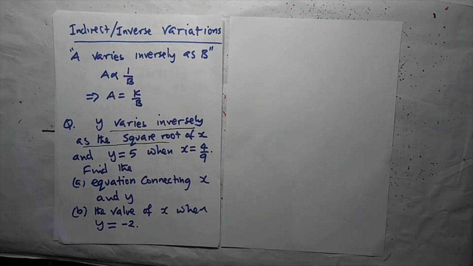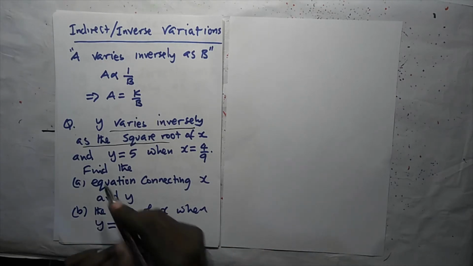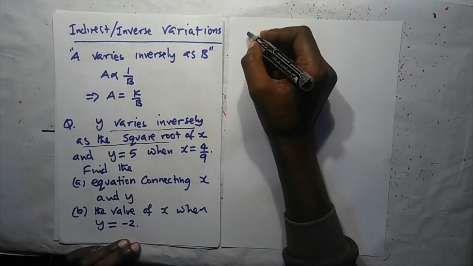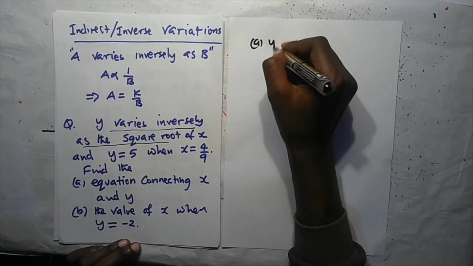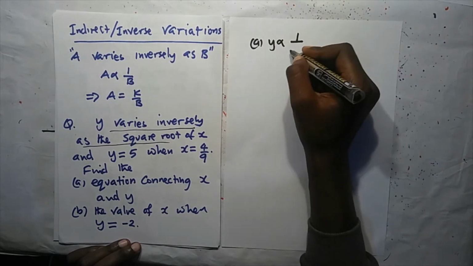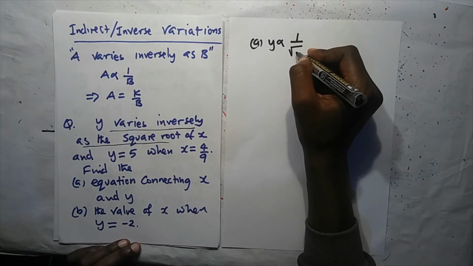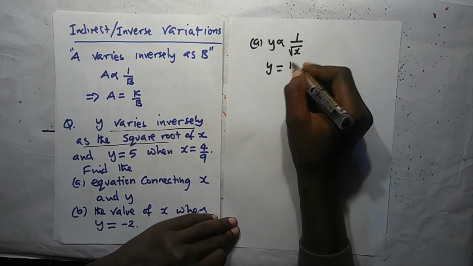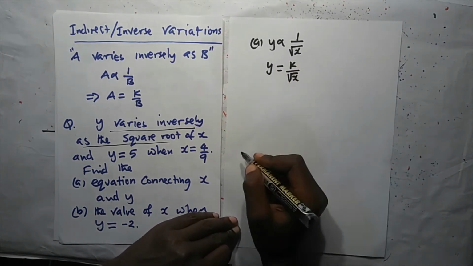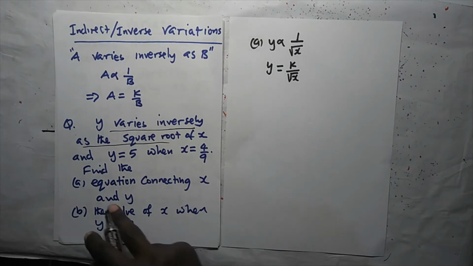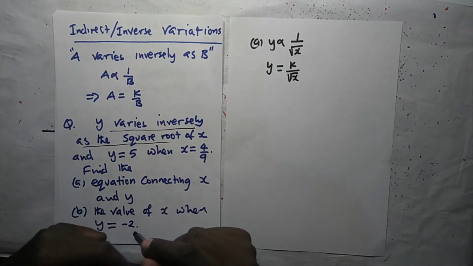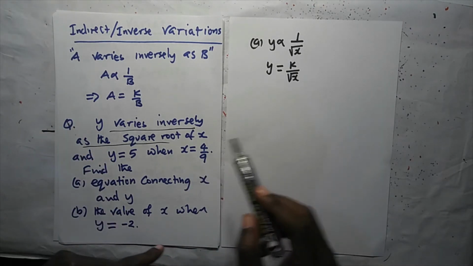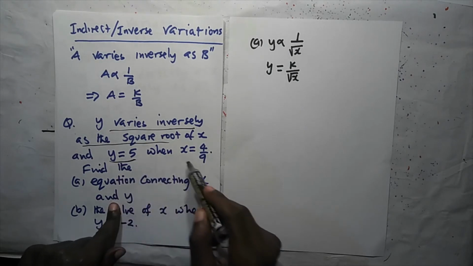So the question that we have here on inverse variations says y varies inversely as the square root of x. So we'll start with that. We'll say y varies inversely as the square root of x. And so when we introduce the constant k, we are going to have y is equal to k over the square root of x. Okay, so here the question says find the equation connecting x and y. So the first thing that we do is to find the value of k. And so the way we find the value of k is by replacing the values of x and y with the values that we are given here.